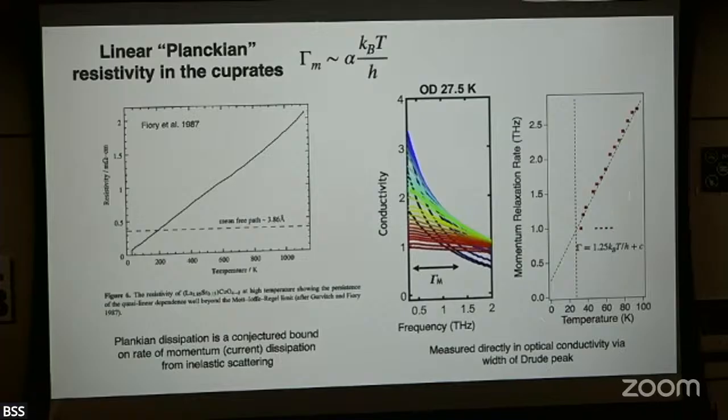If you start to think of your current as made of little reasonably well-defined objects, we can talk about the rate at which they lose momentum. And if the system is sufficiently isotropic, then it's a momentum relaxation rate, which is the language that I'll use.